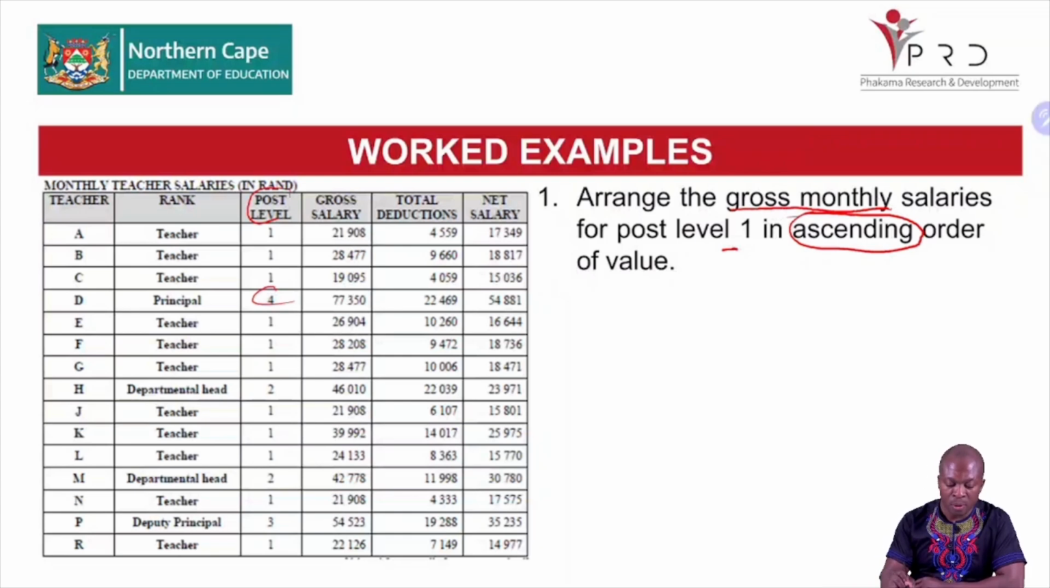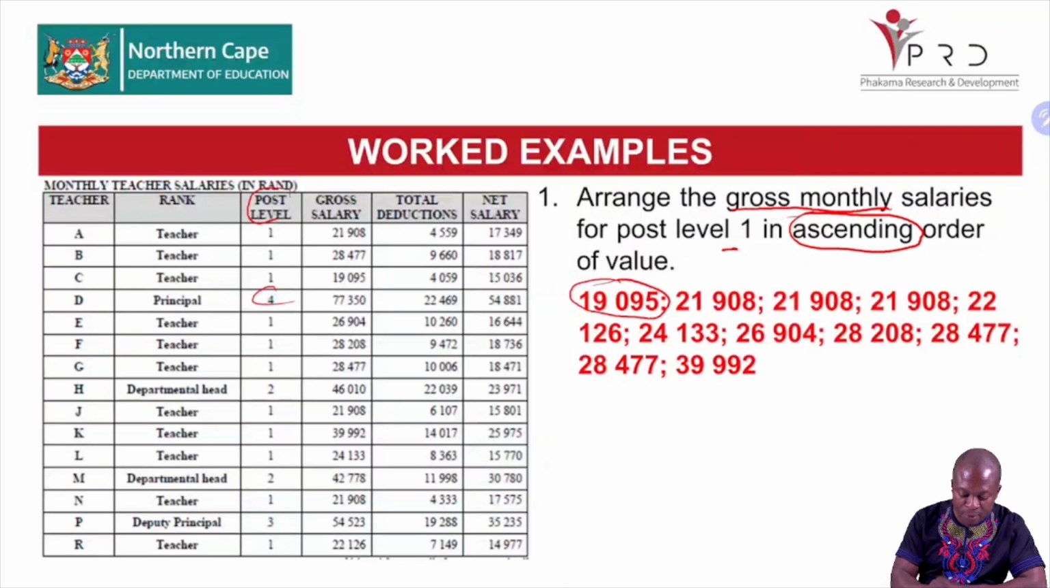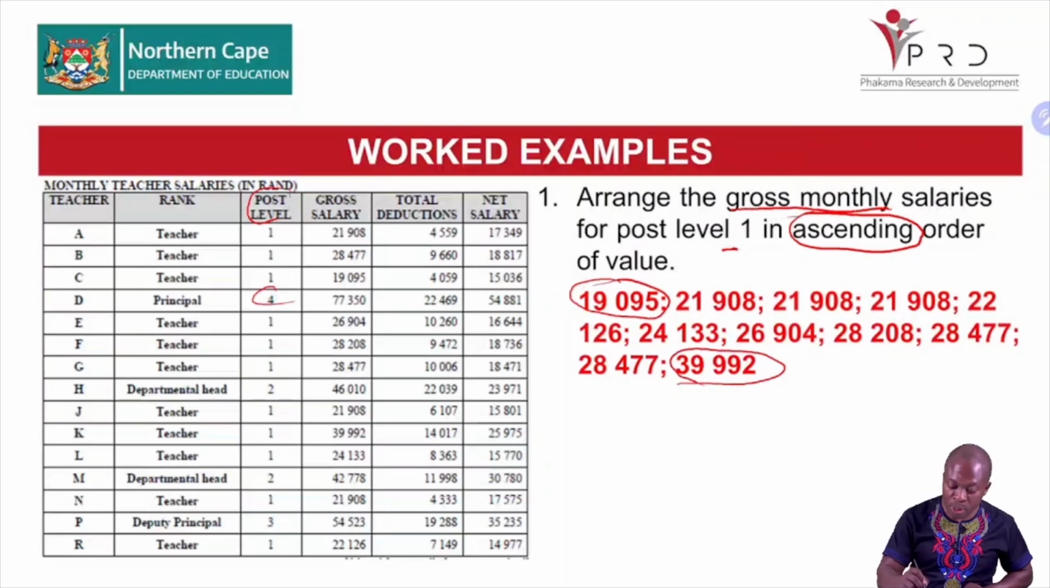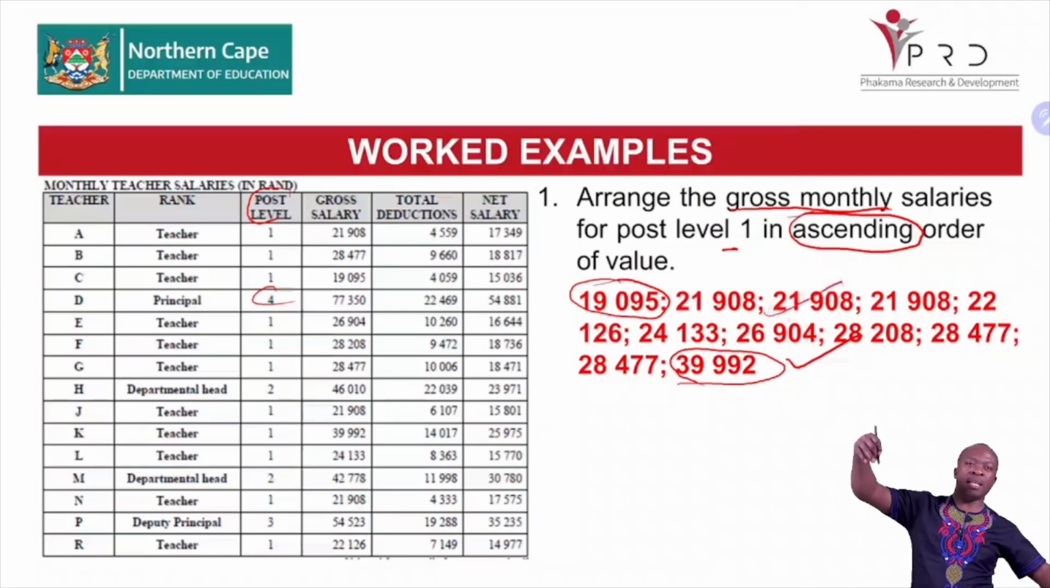Welcome, learners. So this is how the values were supposed to be. Because we are saying ascending order, we are looking for the lowest salary to the biggest salary. The lowest is what? 19,095. We go on up until 39,992. When you are able to do that, you see that during the examination, we mark 1 mark for ranging, 1 mark for the way it goes. Is it in ascending order or descending order?